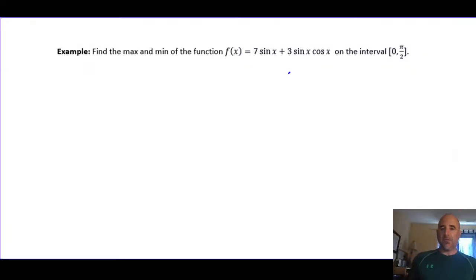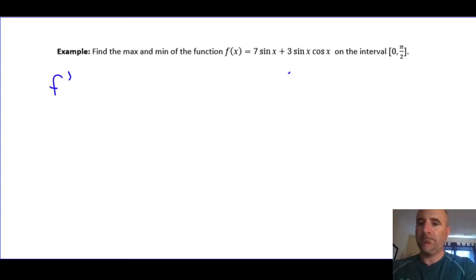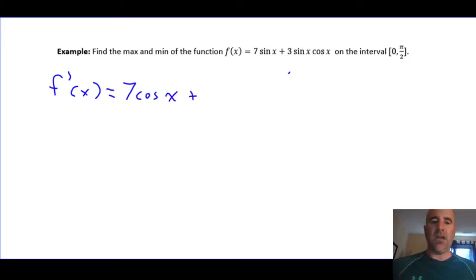So this example is very similar to the previous one, just a different function over the interval 0 to pi over 2. So f of x is 7 sine x plus 3 sine x cos x. So we'll start by finding the derivative. f prime of x is equal to 7 times the derivative of sine x, which is cos x, plus, and now notice here we have 3 times sine x cos x. So we're going to have to use our product rule because this function is a product.